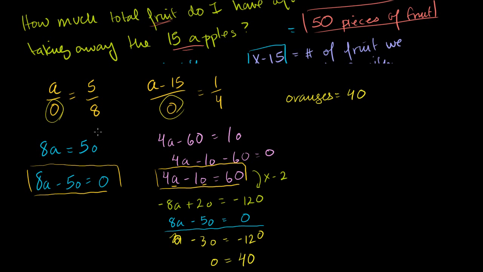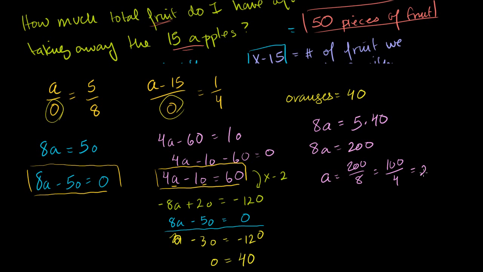So what are our apples equal to? We could go to either of these equations. We could go to any of these that we have here. Maybe we could go to this one. So we have 8 times our number of apples is equal to 5 times the number of oranges, or 5 times 40. 8 times the number of apples is equal to 200. Or the apples is equal to 200 over 8, which is equal to 100 over 4, which is equal to 25.